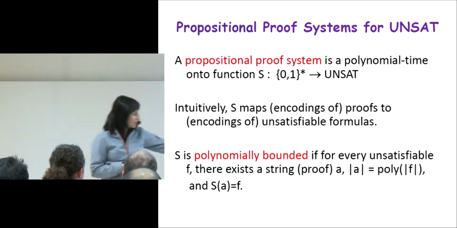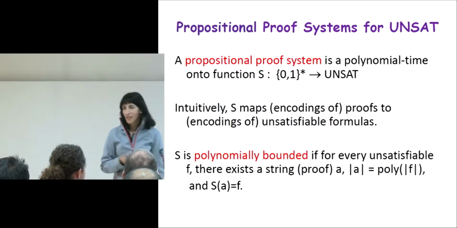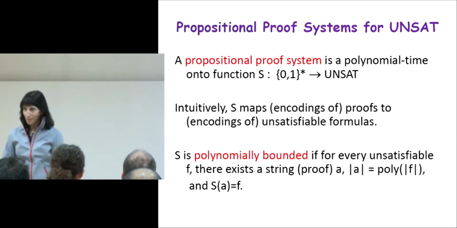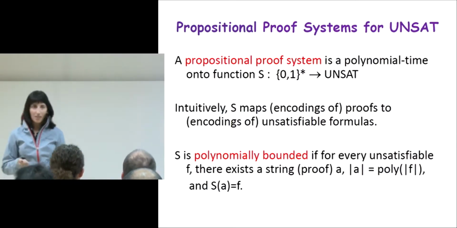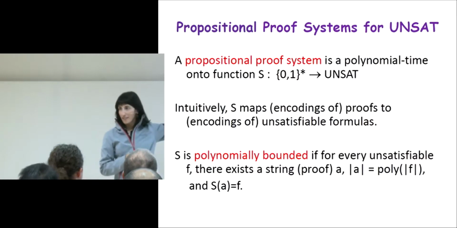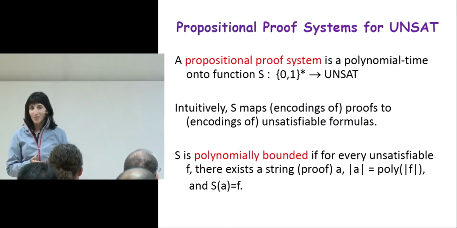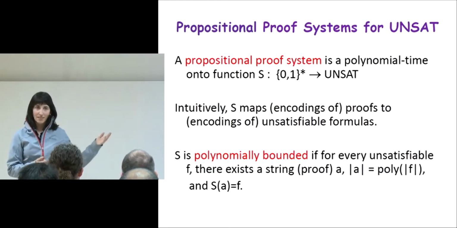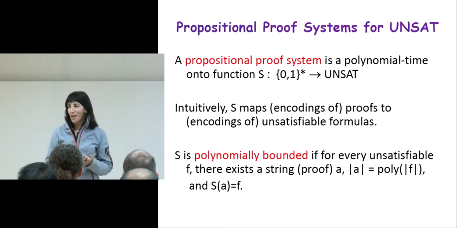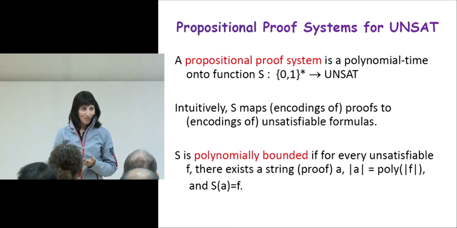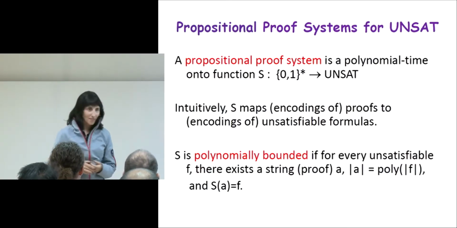So the question of whether there's a polynomially bounded proof system is equivalent to the question of whether NP equals co-NP. Okay, because UNSAT is a co-NP complete problem, and if you had a proof system like this for every unsatisfiable formula, it's an NP algorithm that determines whether a formula is unsatisfiable. So the existence of such a proof system is just a fancy way of expressing: does NP equal co-NP? Does that make sense? Okay.